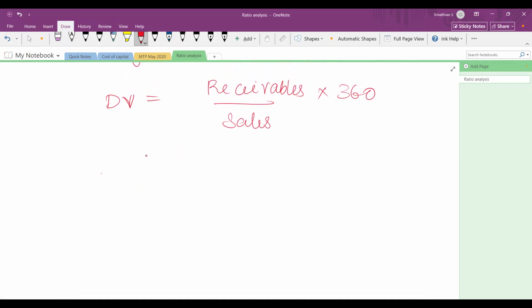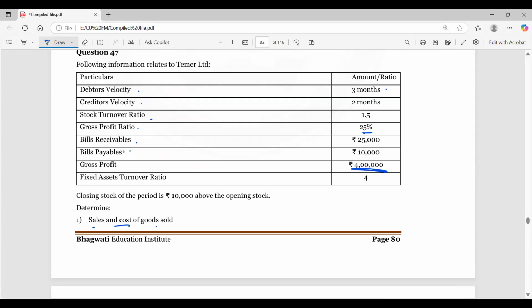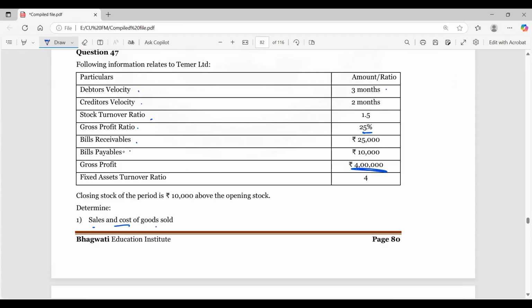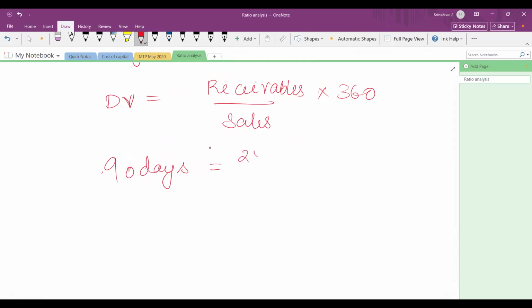So listen, debtors velocity is 90 days. What is the amount of receivables? We have bills receivable of 25,000, plus we have to take debtors. I hope you are understanding this, because trade receivables include both debtors as well as bills receivable. Divided by sales, which is 16 lakh.